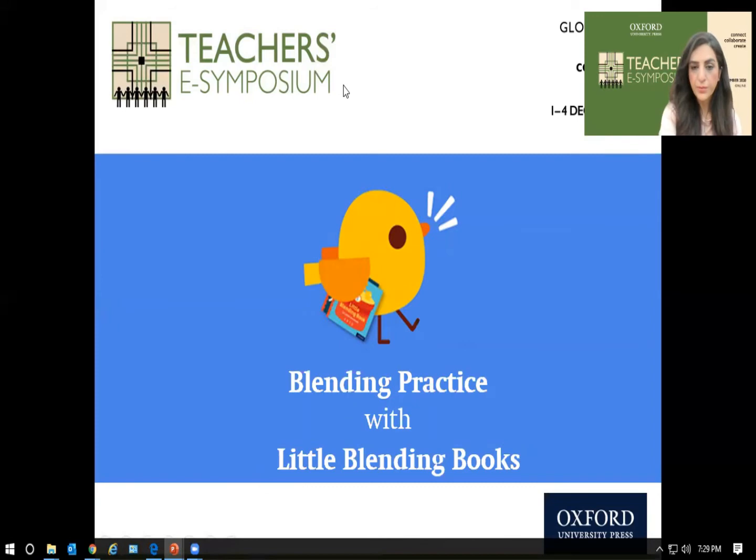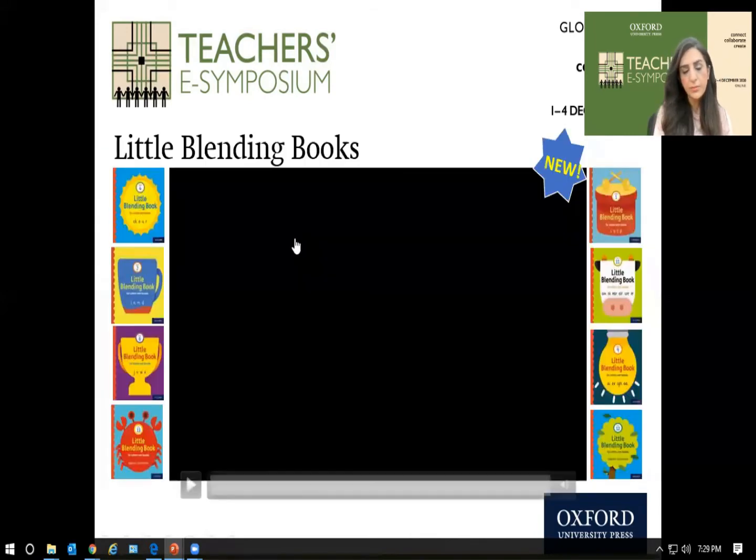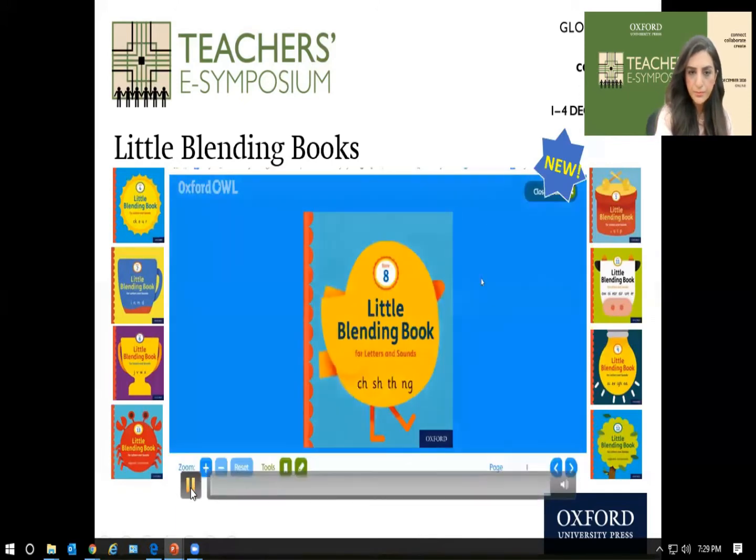So you can practice blending. There are a lot of resources available online. There's this really good resource from Oxford University Press that I highly recommend for learning to blend and teaching students how to blend. These are the little blending books. I'm just going to show you how these books work.